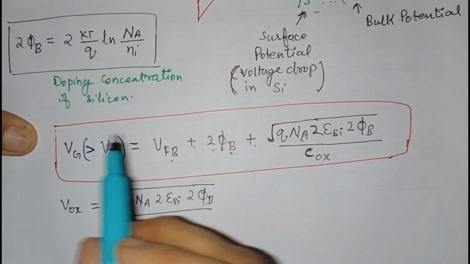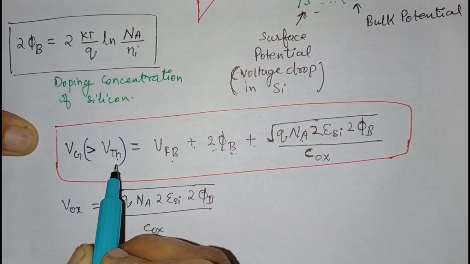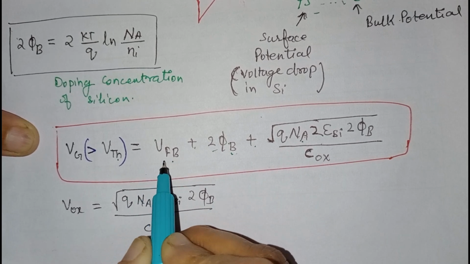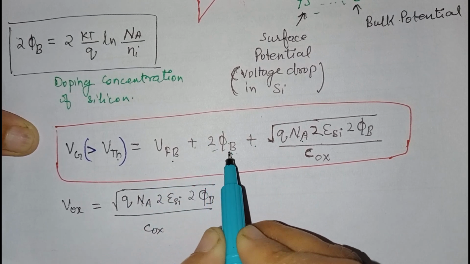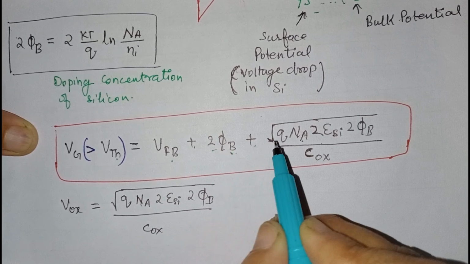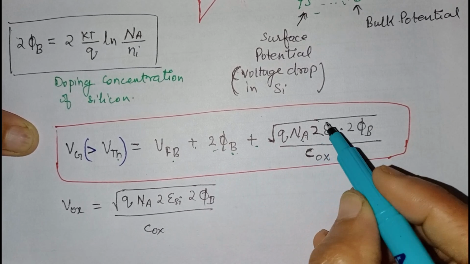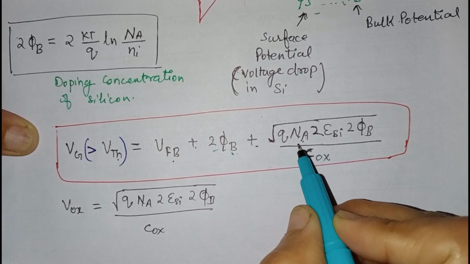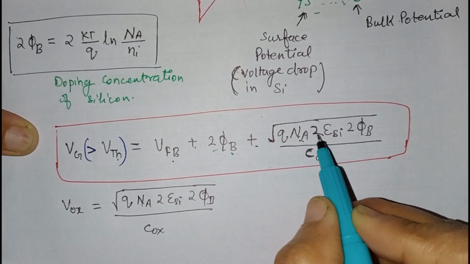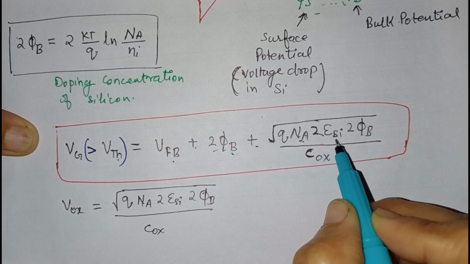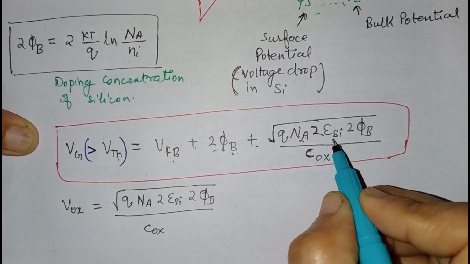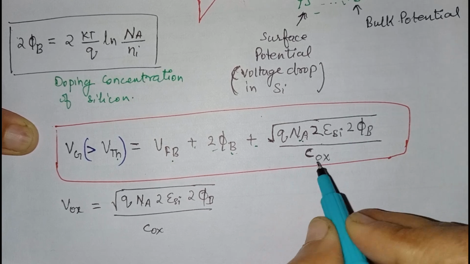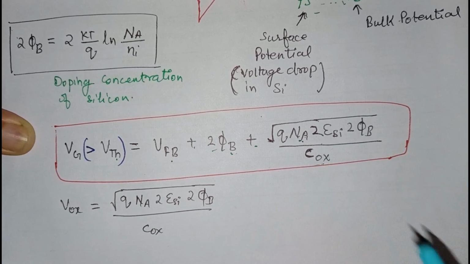Using this formula, we can find the gate voltage which is required to bring the MOS capacitor into the inversion mode. It is equal to the flat band voltage plus 2 times phi b, meaning the bulk potential, plus the voltage drop across the oxide layer. This is given by the square root of q times the acceptor atom concentration multiplied by 2 times epsilon Si, which is the property of the silicon, multiplied by 2 times phi b, upon the oxide capacitance.